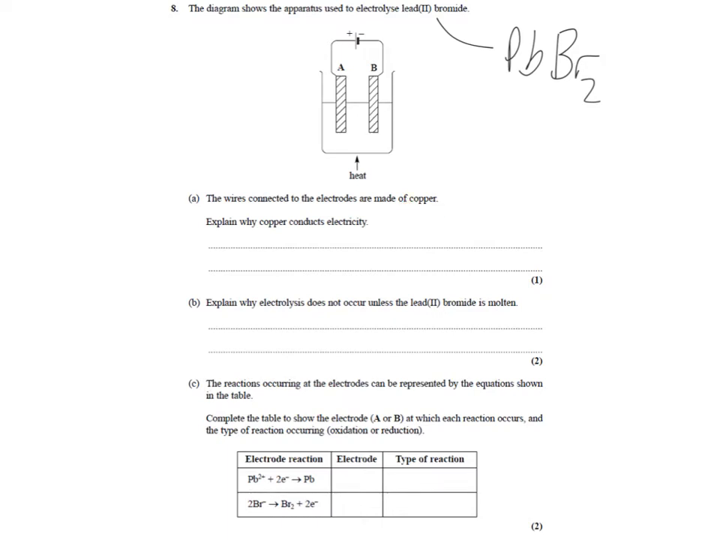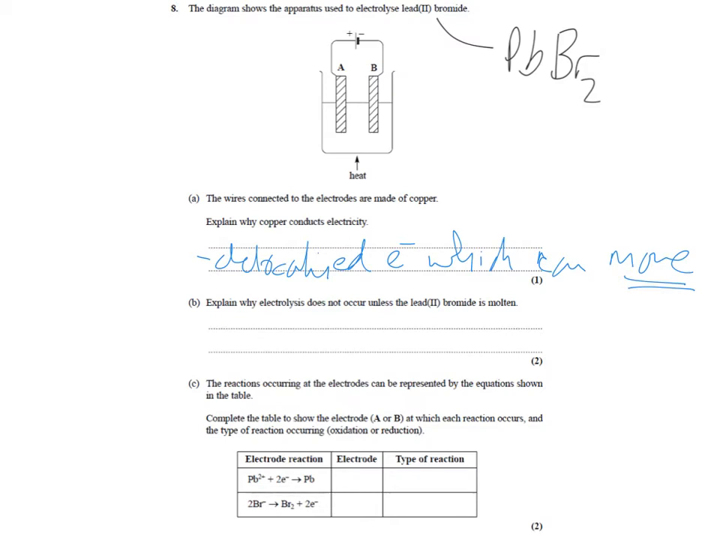So why do we use copper electrodes? Well, copper is a good conductor. Why does copper conduct the electricity? Because it has delocalized electrons which can move. And it's really important you say these delocalized electrons can move.